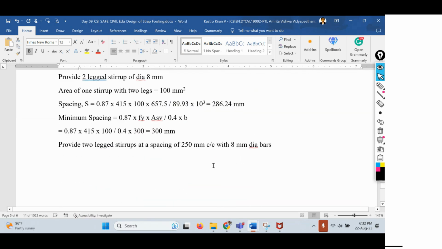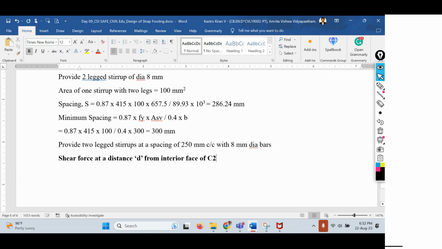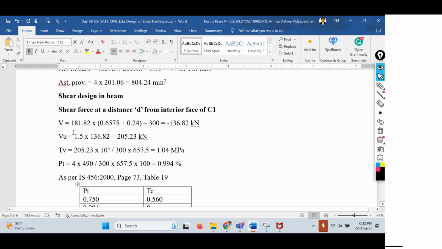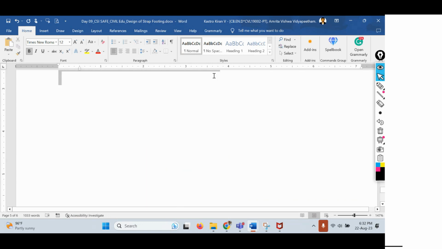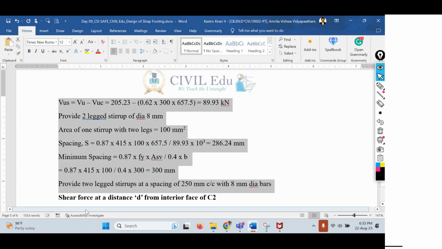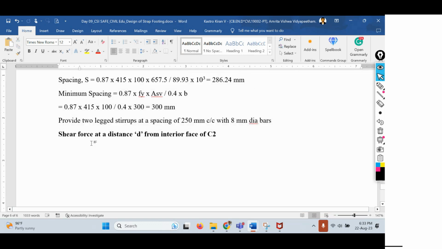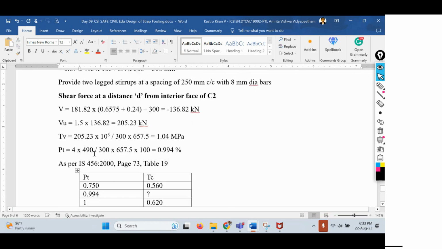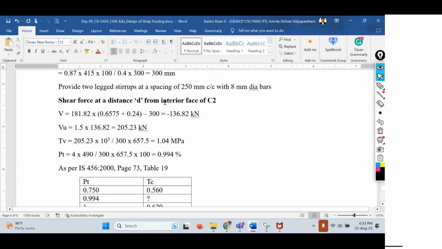Similarly, we have to do the same calculation at the interior face of column 2 as well: shear at a distance d from the interior face of column 2. How to do this? It's the same. Let me copy these, then I'll verify and correct all these things. So, shear force at a distance d from the interior face of column 2.